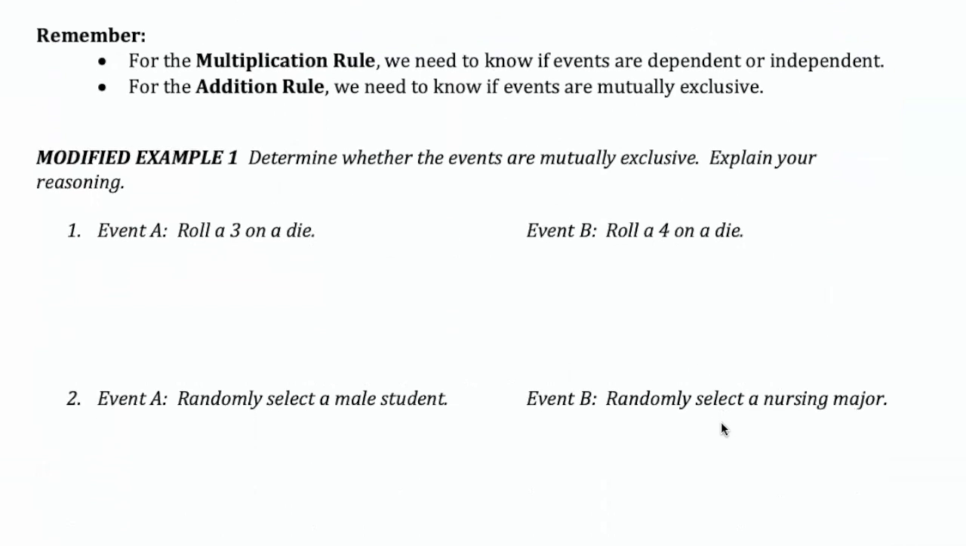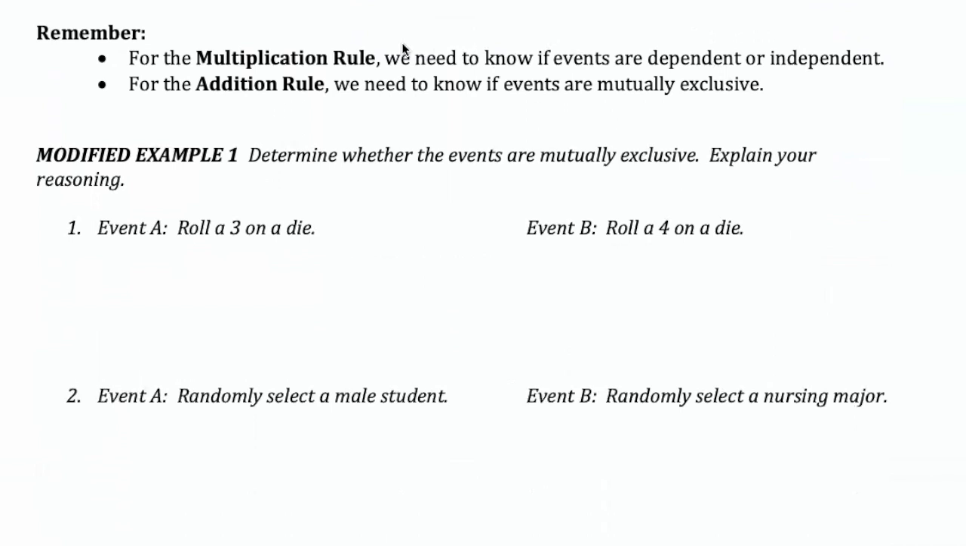So you want to make sure that you're keeping these concepts straight. For the multiplication rule, we need to know if events are dependent or independent. For the addition rule, we need to know if the events are mutually exclusive. So here's how that works. I modified example 1 slightly in number 3.